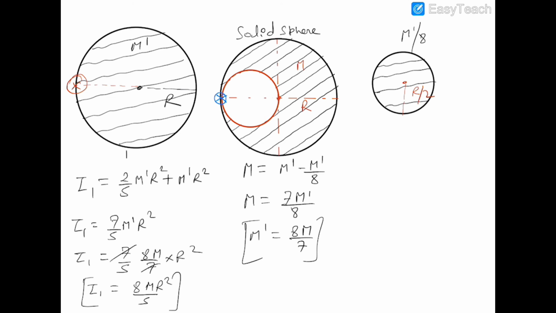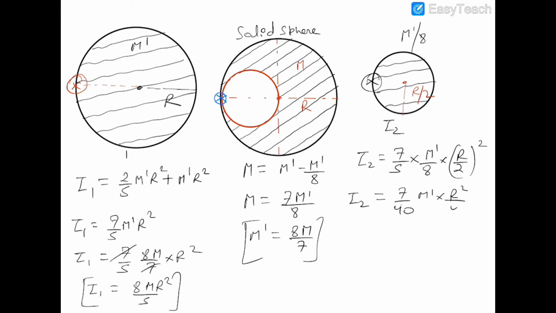Now this is sphere 2, whose moment of inertia let's suppose is I2. So I2 would be equal to 7 by 5 into m dash by 8 into r square. Now the radius of this sphere is r by 2, so this is r by 2 whole square. So I2 would be equal to 7 by 40 m dash into r square by 4, so I2 would be equal to 7 m dash r square by 160.